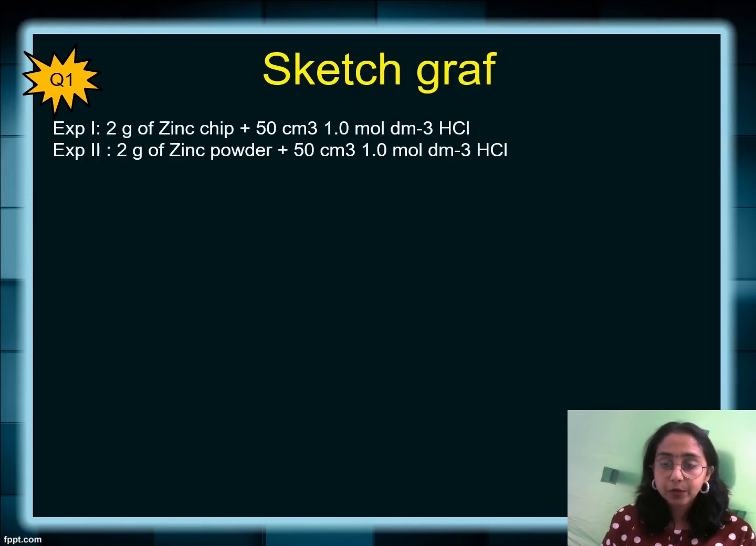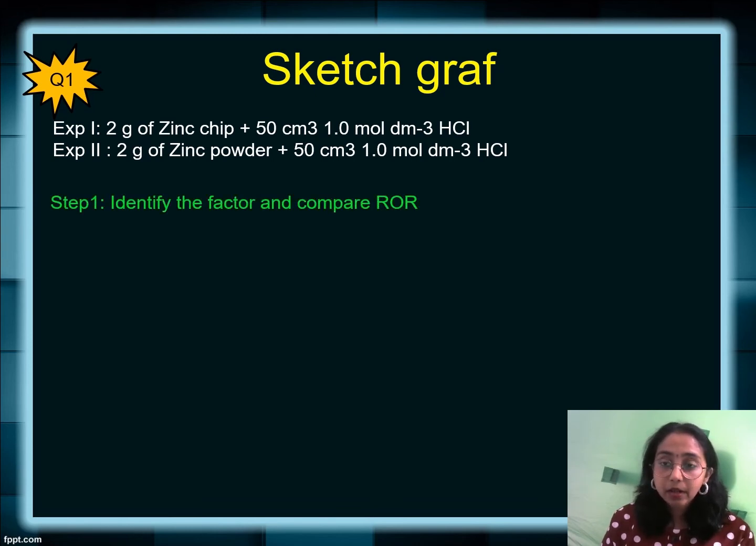So now we're going to look at how to sketch graphs. Now let's look at the question given. They have given you two experiments. Both are using 50 cm³ of 1 molar hydrochloric acid, but the difference you can find here is experiment 1 using chip, whereas experiment 2 using powder. So by reading this, students already have the knowledge about the factor applied for this reaction, which is size.